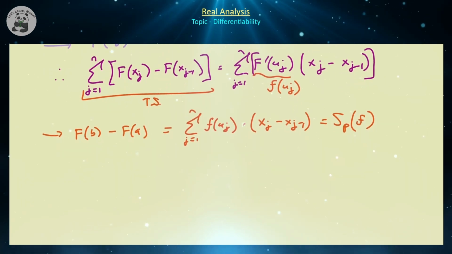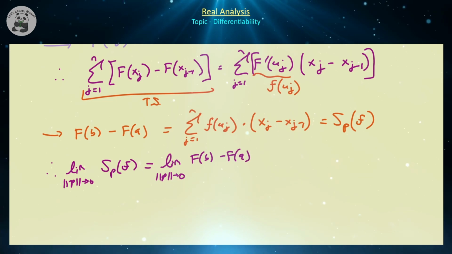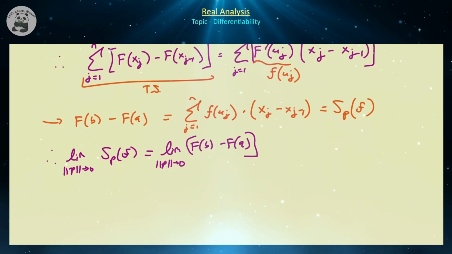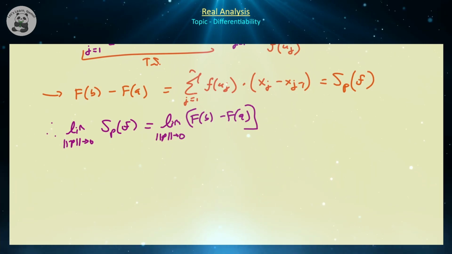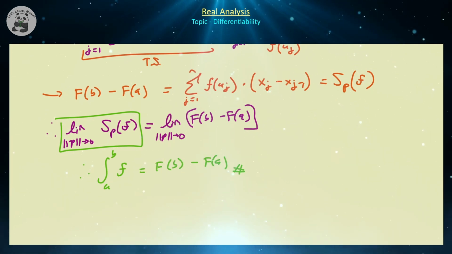So if that is the case, I'm going to take the limit of both sides. We have the limit as the norm of the partition goes to 0 of the Riemann sum S_P(f) equal to the limit as the norm of the partition goes to 0 of F of b minus F of a. But the right-hand side is just a constant, so we don't really care about that because it's just going to be F(b) minus F(a). But the left-hand side, because we already know that f is Riemann integrable, converges to the Riemann integral of f on [a, b]. So we have that the integral from a to b of f is equal to F of b minus F of a, which is the result that we desired to show.